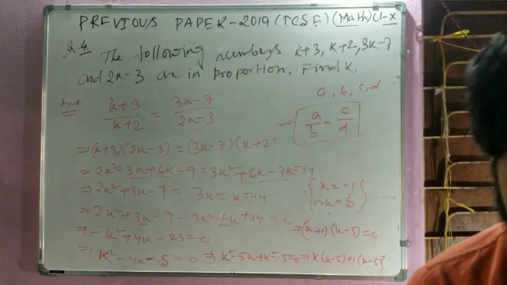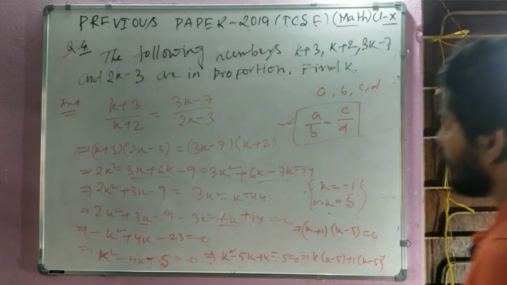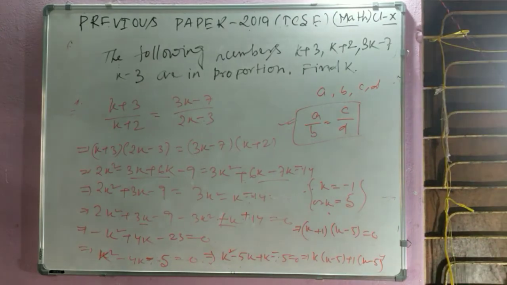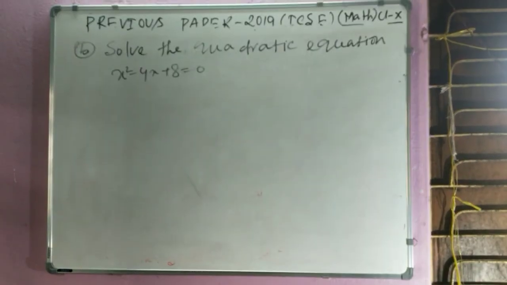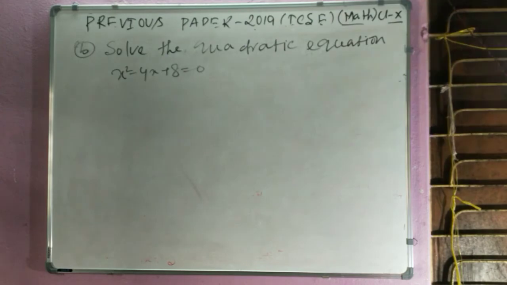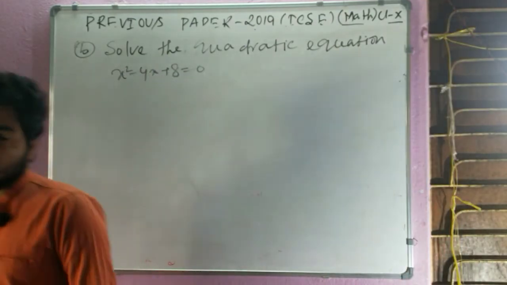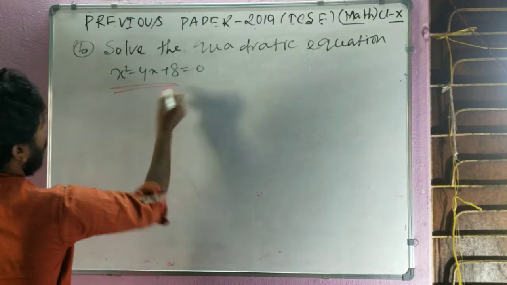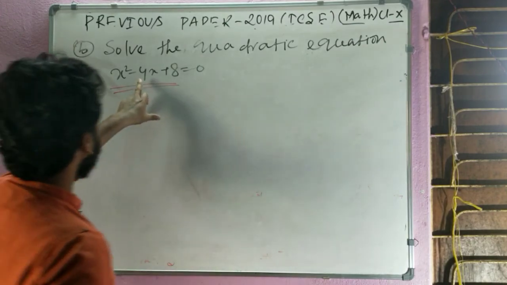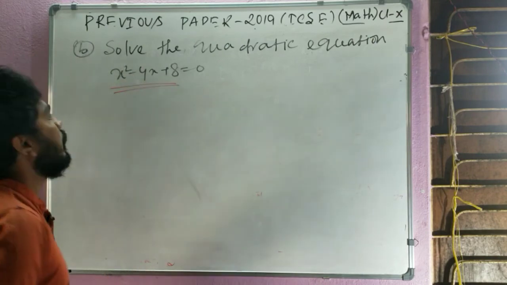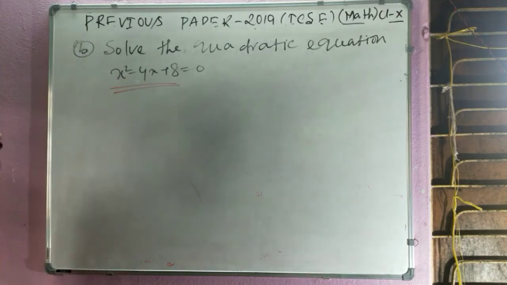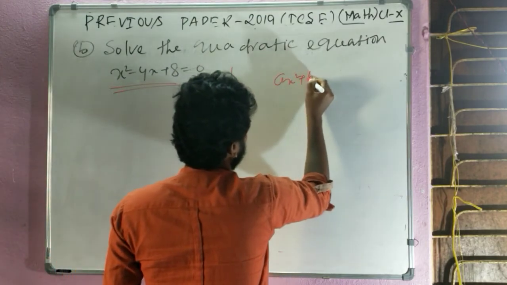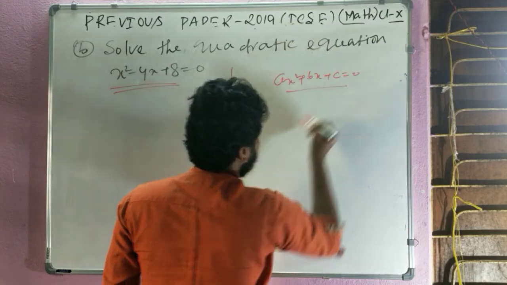This question is from ratio and proportion. Solve the quadratic equation x square minus 4x plus 8. This does not apply the middle term factor, so apply the Sridharacharya formula.